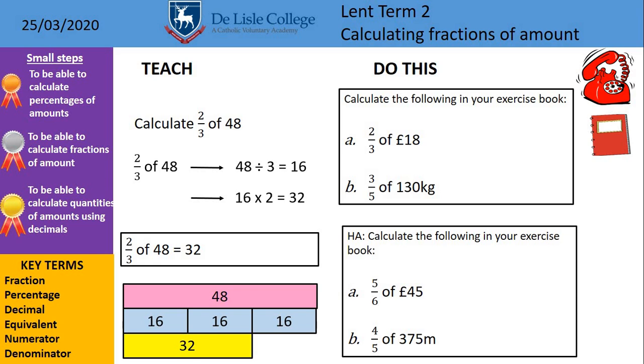So hopefully you've got these answers then. So £12, 78 kilograms, £37.50 and 300 metres.